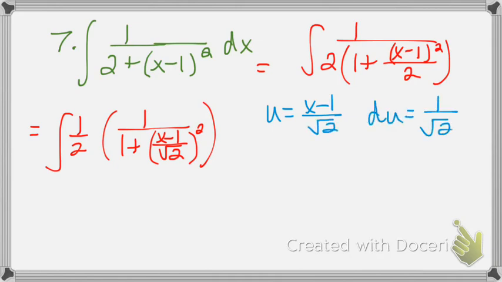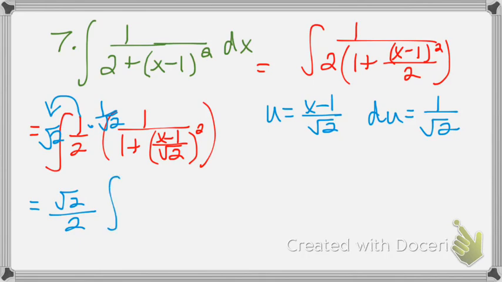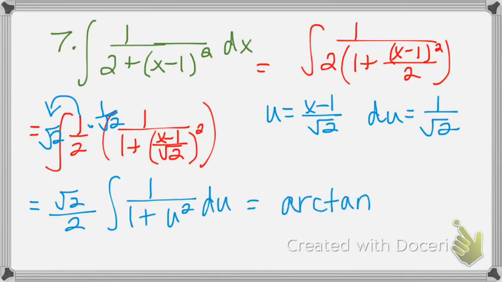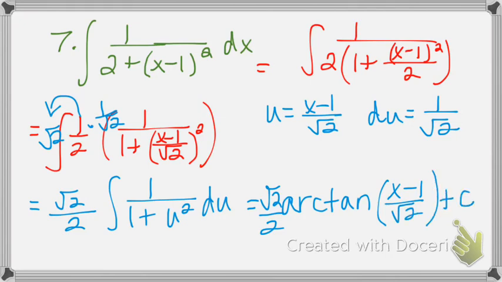du will be 1 over the square root of 2. Multiply by 1 over the square root of 2, and multiply by the square root of 2 on the outside. That gives us square root of 2 over 2, because that 1/2 is out there with the square root, times the integral of 1 over 1 plus u squared. Now we're at arctan where we thought we should be. That square root of 2 over 2 should be there. u is x minus 1 over the square root of 2. And there we go.